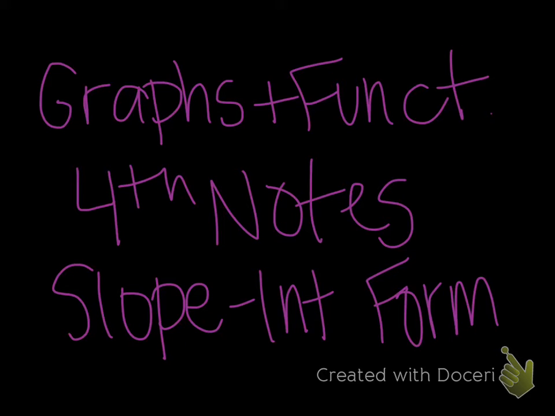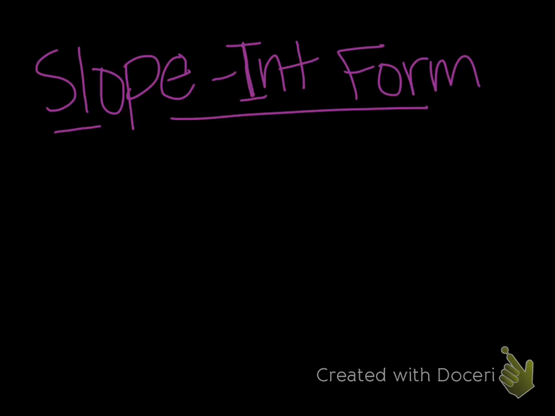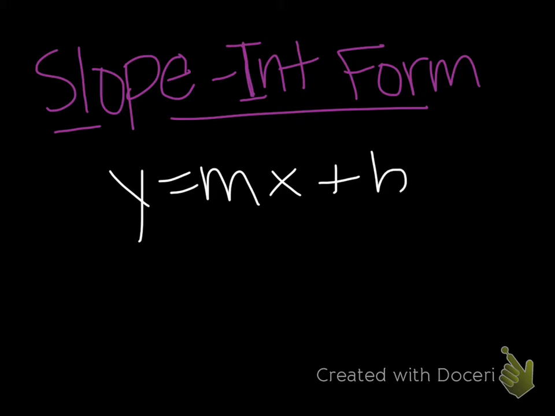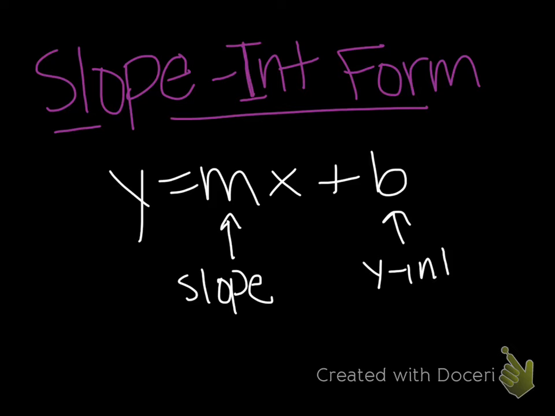Today we're doing the fourth notes from the Graphs and Functions chapter, and we're going to be talking about slope-intercept form. Slope-intercept form is y equals mx plus b, and I talked about it a little bit in the video from yesterday on that third set of notes. So remember, m is your slope and b is your y-intercept.